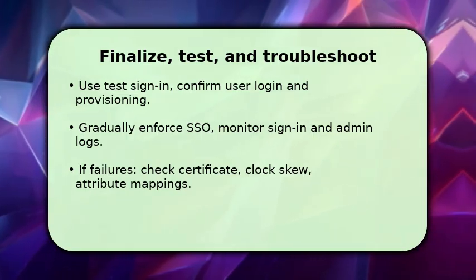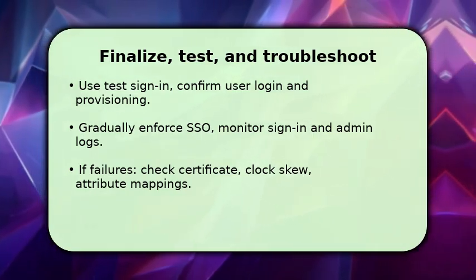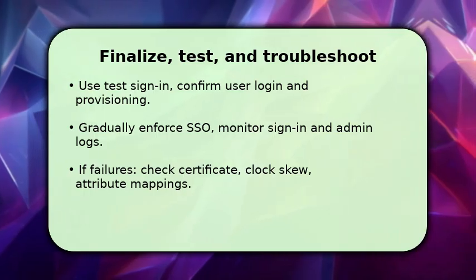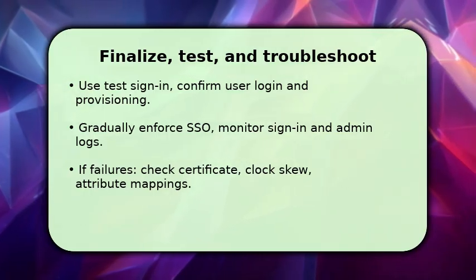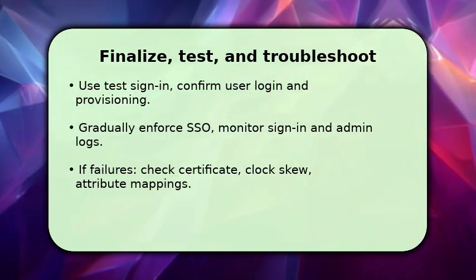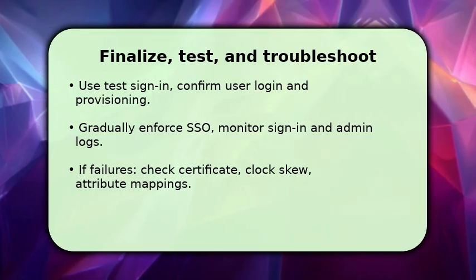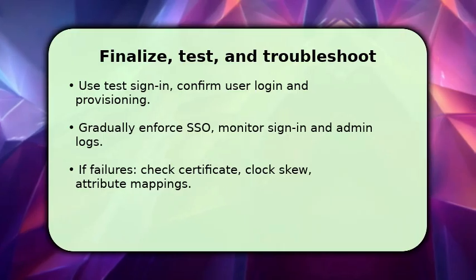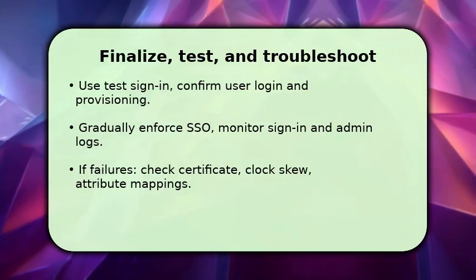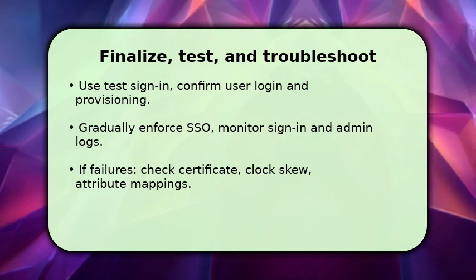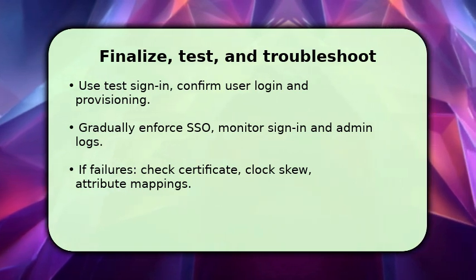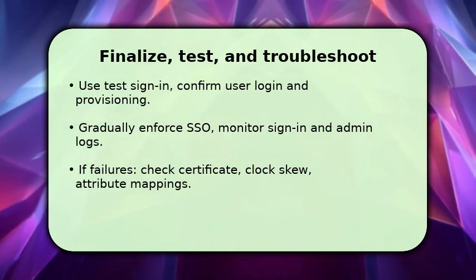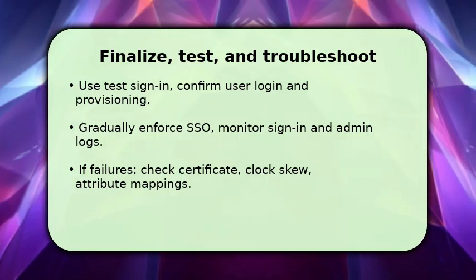Once tests pass, roll out SSO incrementally, enforce it for a pilot group, monitor admin console logs and IDP logs for errors, then expand. If users cannot sign in, check the certificate validity, clock skew between IDP and Dropbox, and attribute mappings for name ID or email mismatches. Finally, have a fallback admin account ready to disable SSO if urgent access recovery is needed.